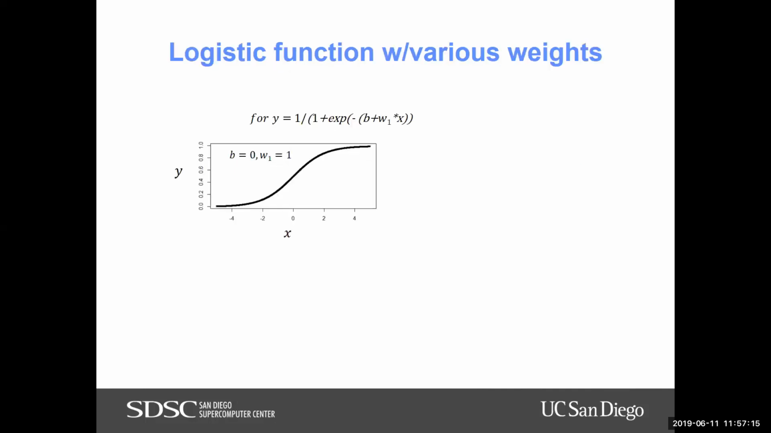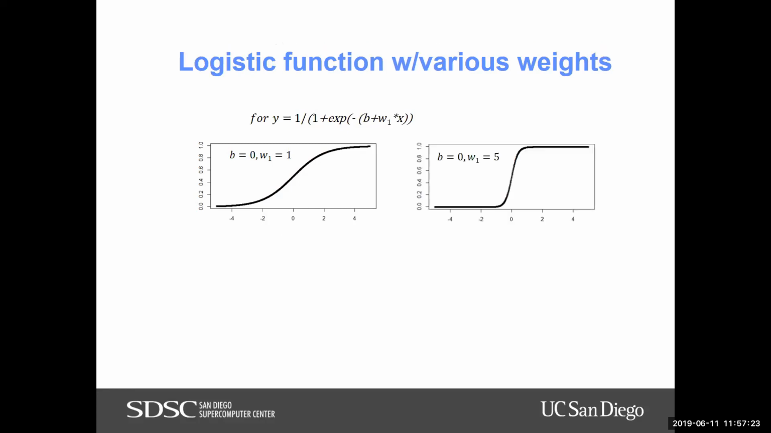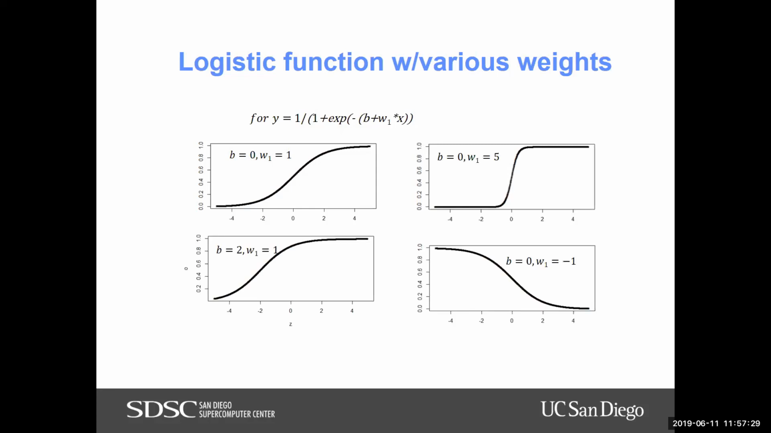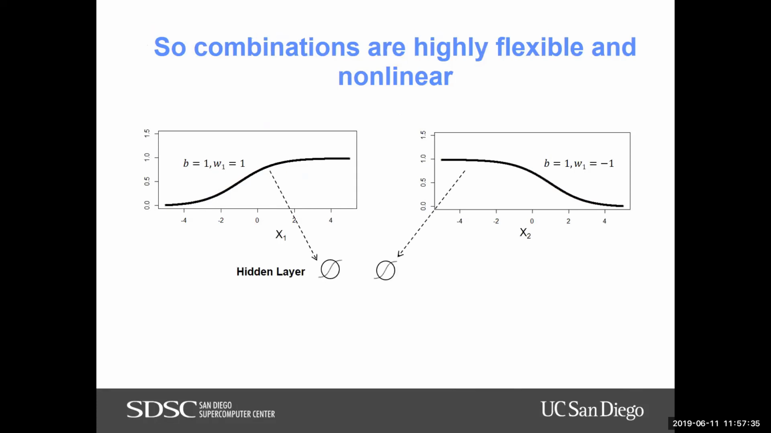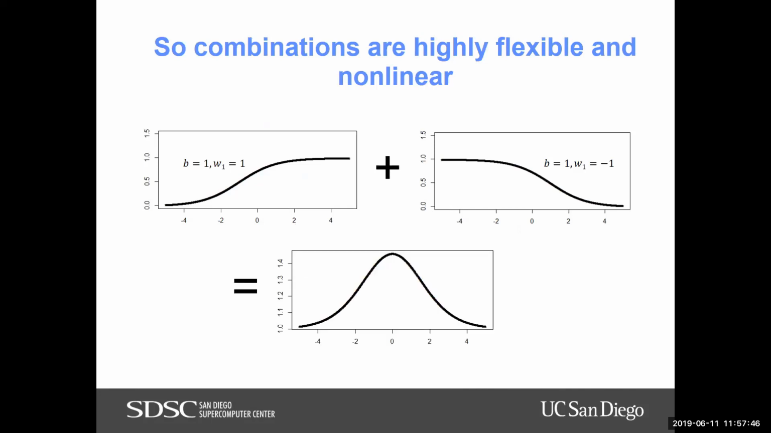And just to think about how things combine. Here is a logistic function with a couple different kinds of parameters. Here's a logistic function with a higher weight parameter. Here's another couple examples of logistic function. Here's two logistic functions, and you can imagine if these were two different hidden layer nodes, and you add them together, what are you going to get? You're going to get something like this. So by combining all these things, you can get really complicated functions. And that's where the power of the neural network is coming from.